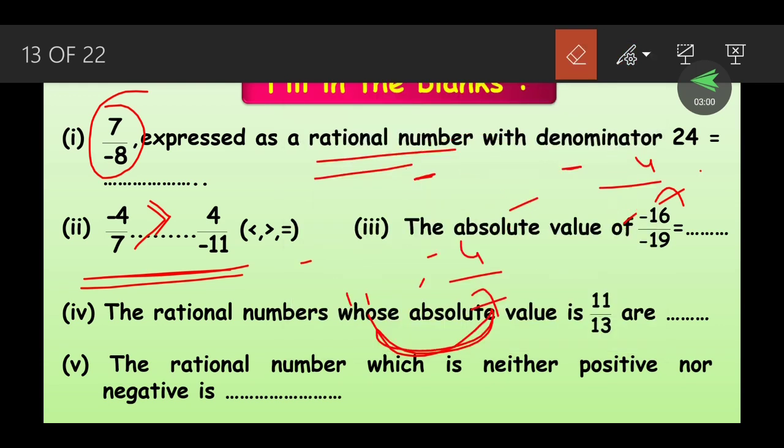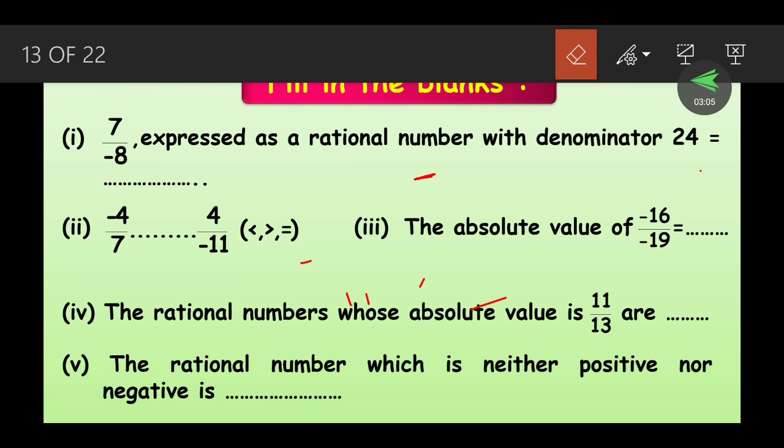Okay children. Next, third question. What is the absolute value of minus 16 by 19? Absolute value means it's very simple. Without considering any sign, it will always be non-negative. Minus sign is removed. 16 by 19 we will get. Absolute value of minus 16 by 19 is equal to 16 by 19.